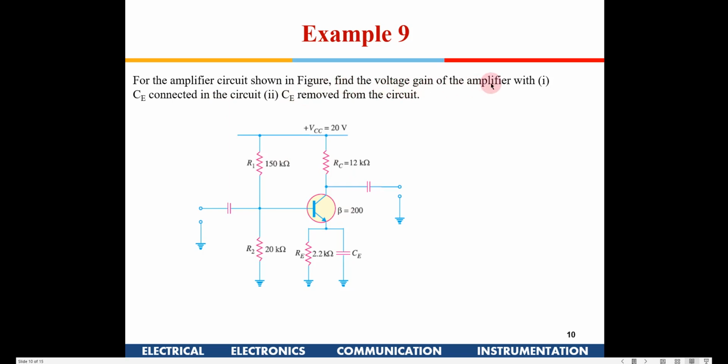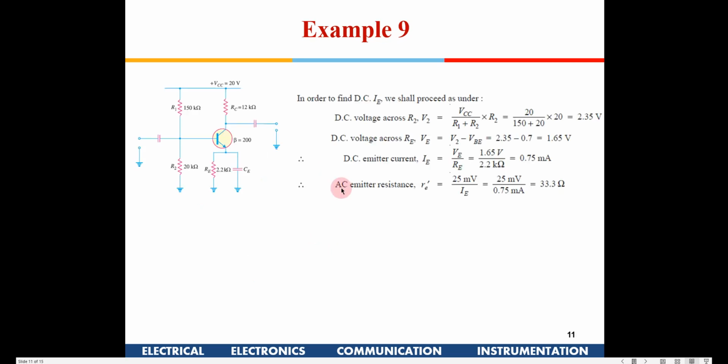So this is another problem. Find the voltage gain of the amplifier when CE is connected and when CE is removed. This we discussed in the theory class. If CE is connected, then the gain will be beta RAC divided by Rin, and if this is not connected, then it is RC divided by RE. So we can use those formulas. First we proceed to find out the RE.